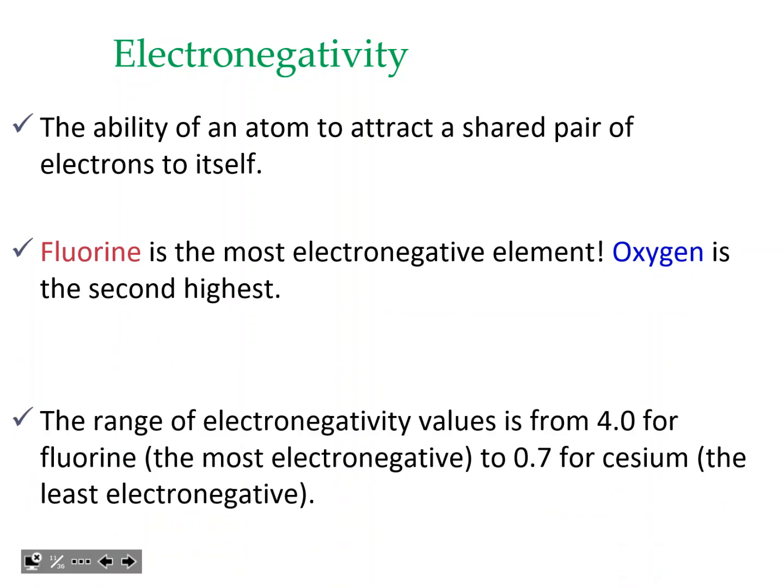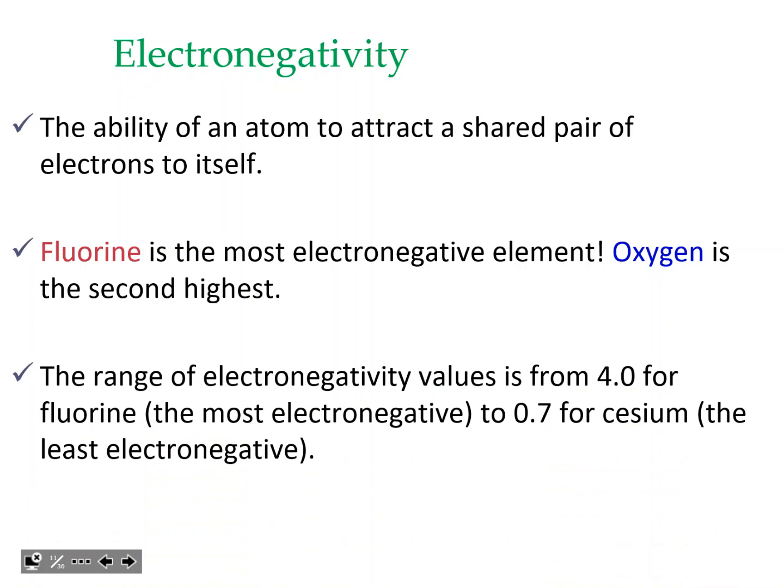Very important here: the range of electronegativity values goes from 4.0 for fluorine, the most electronegative, to 0.7 for cesium. Francium is also 0.7, but we kind of ignore francium because francium has a half-life of about 20 minutes and doesn't last all that long. Most of the elements in the bottom rows of the table, especially row 7 and the two that are below the table, are radioactive. We don't really work with those elements all that often in AP Chem. Okay?